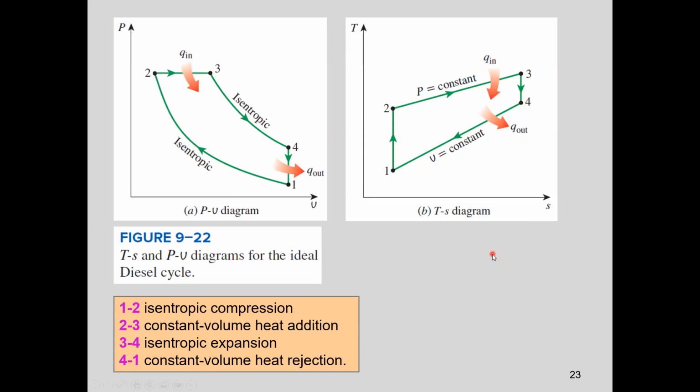Okay, this is the Otto cycle on the PV and TS diagrams. So this is the diesel cycle. What is the difference between Otto cycle and diesel cycles in this diagram? Or look at the PV diagram. What is the difference between Otto cycle and the diesel cycle in terms of the PV diagram?